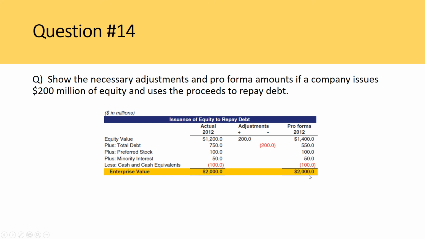And that is why enterprise value is unrelated to equity structure and the capital structure, and that is why it's the best apples-to-apples comparison metric to use when comparing different companies with different capital structures.